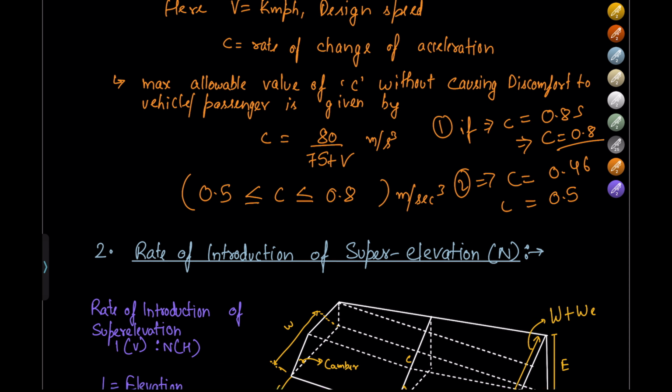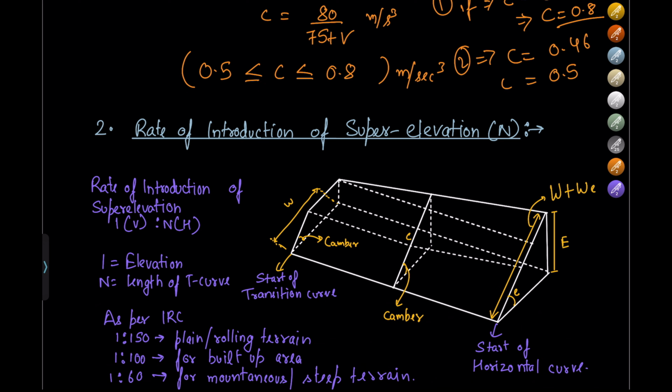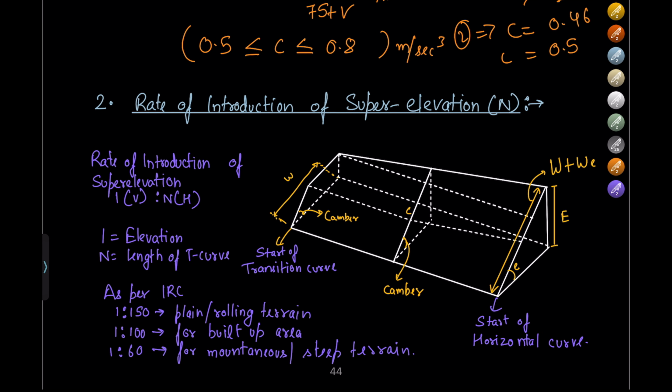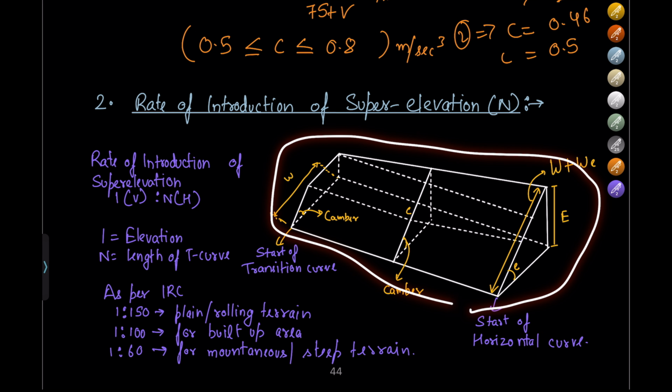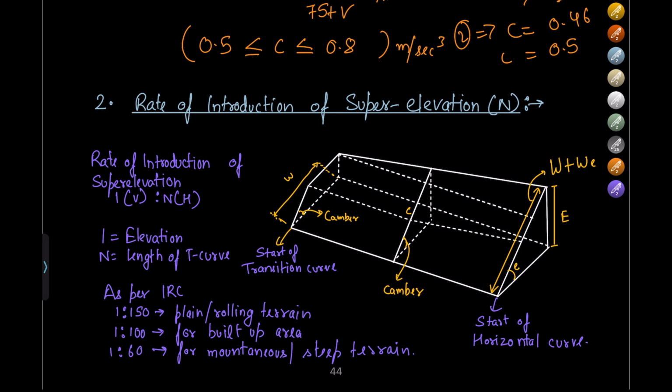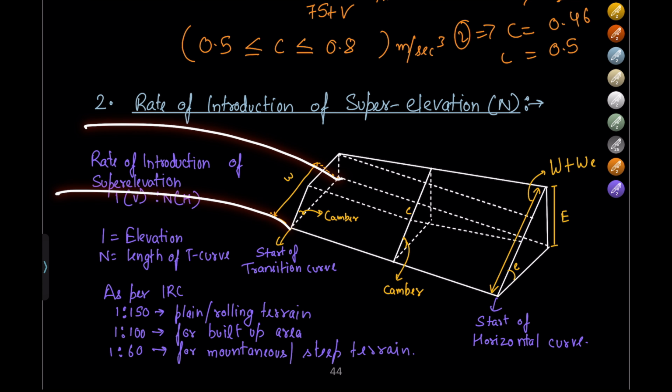Next is the rate of introduction of super elevation. See, I have drawn this diagram. I don't know how beautiful it is or whether you are able to understand it or not, but let me explain it. First of all, this would be the road coming from one direction.